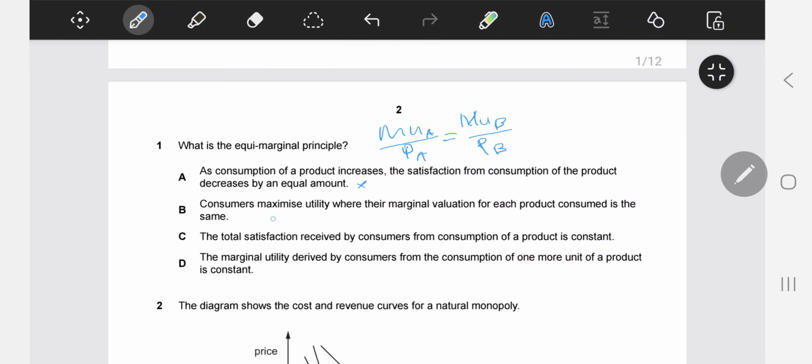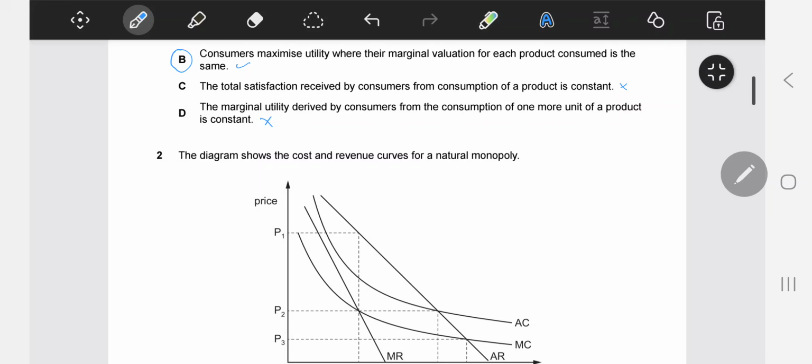Okay, so B, consumers maximize their utility where marginal valuation for each product consumed is the same. This one looks okay. The total satisfaction received by consumers from consumption of a product is constant. The marginal utility derived by consumers from consumption of one more unit, that's not true. So the correct answer there is B. Let's move on to question 2.